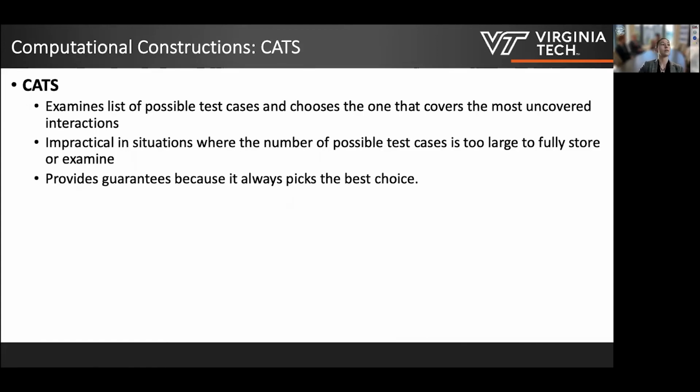CATS is one computational construction. It examines the list of possible test cases and chooses the one that covers the most uncovered interactions. It's impractical in situations where the number of possible test cases is too large to fully store or examine, but it provides guarantees because it always picks the best choice.